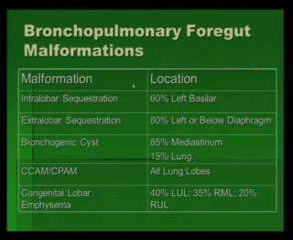So again, just a recap of the bronchopulmonary foregut malformations. Intralobar sequestration, 60% at the left base. Extralobar sequestration loves the left lung base at, below, or within the diaphragm. Bronchogenic cyst loves the mediastinum, 15% can be in the lung. CPAM, any lobe. Congenital lobar emphysema, left upper lobe, more than right middle lobe, more than right upper lobe, hates the lower lobe.